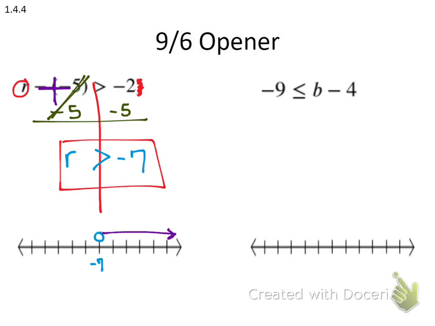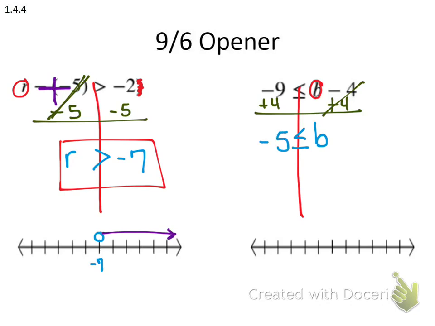Okay, let's take a look at our next one. We have negative 9 is less than or equal to b minus 4. Again, I circle my variable because I want to get that variable by itself. How do I get the variable by itself here? Plus 4 on both sides. Good. What do I bring down on my right? Does my inequality sign stay the same? For right now, it stays the same. And then negative 9 plus 4 is negative 5.